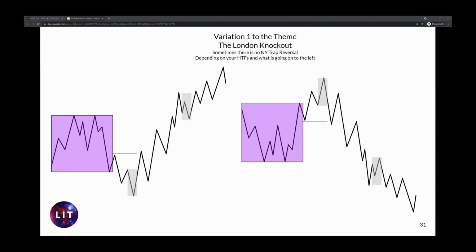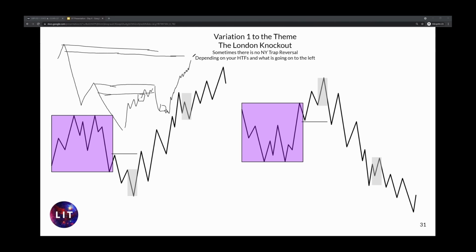Then of course we have variation 1 to the theme, which is the London knockout. Sometimes you're in the middle: let's say this is your extreme, all the way up here, and your decisional is here. Whatever London taps in here, whatever gives you a reaction, awesome. But then the next day London is here, but they want to go all the way to the extreme and induce low. You expect the whole day to be ranging or trending until Asia is getting traded here and then taps into here in London, and then you can expect this as well.